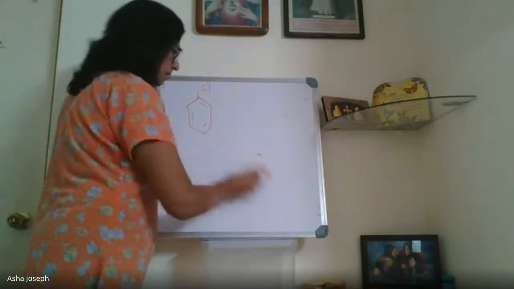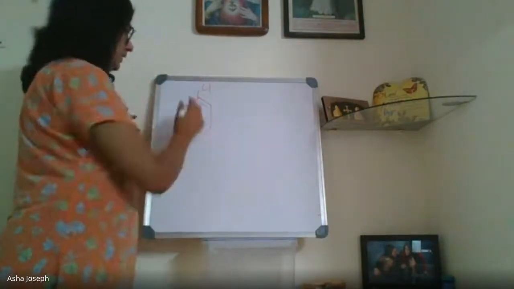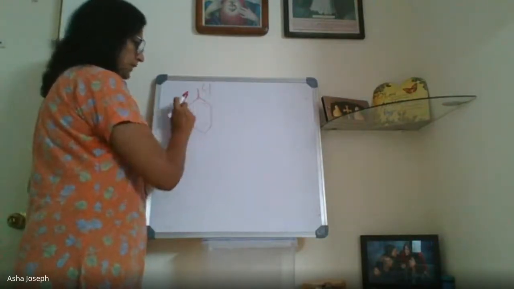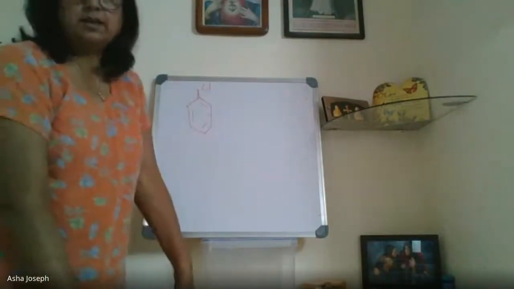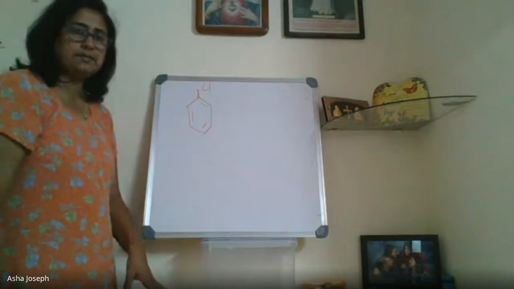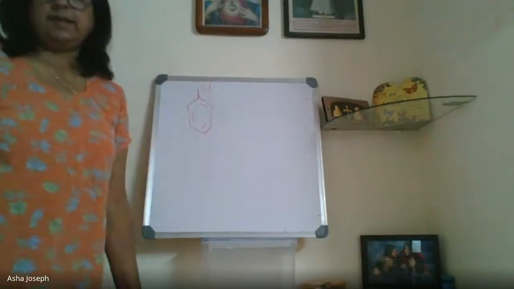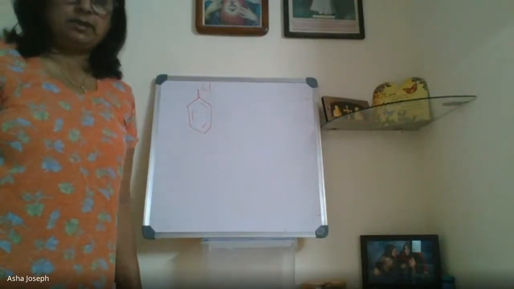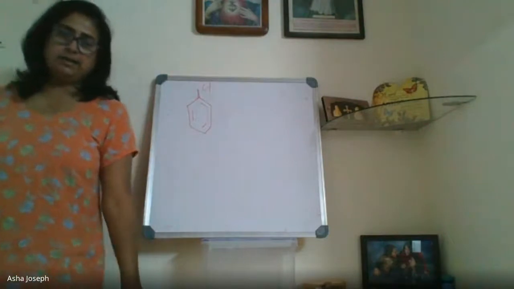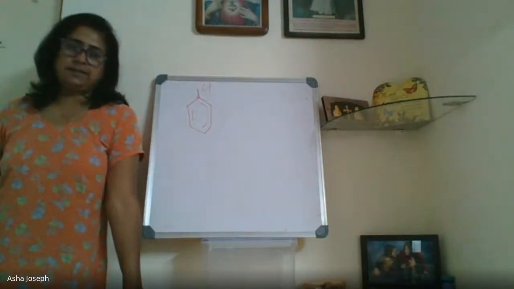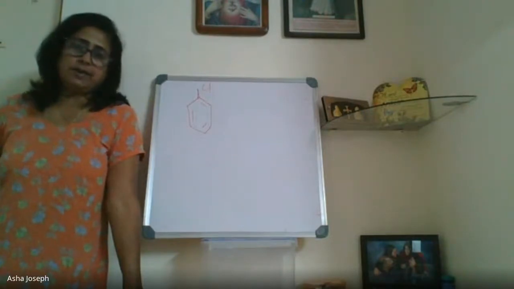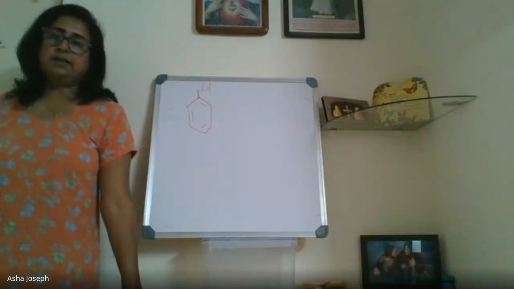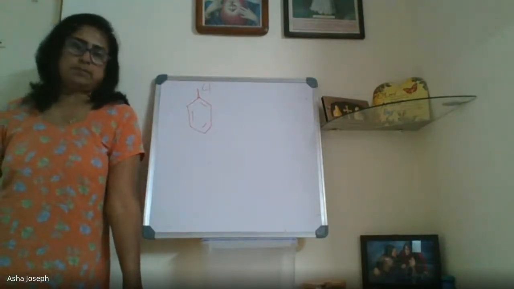So in this case, one chlorine is at carbon 1, then 2, 3, 4, 5, 6. Out of these 5 carbons, where the electrophile will go is decided by the group already present in the benzene ring. Last year you learned there are 2 types of groups. Some groups are ortho-para directing, some groups are meta-directing. You learned these in 11th, isn't it? Chlorine is which, ortho-para directing or meta-directing? It is ortho-para directing. So the incoming group will come to ortho and para position.